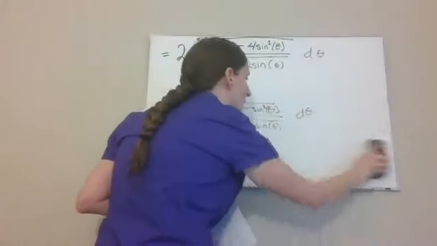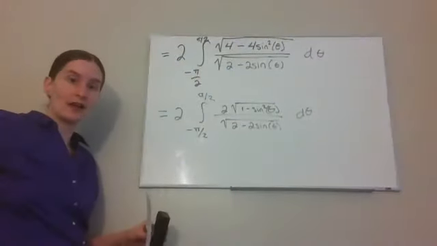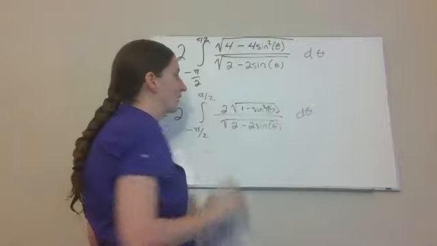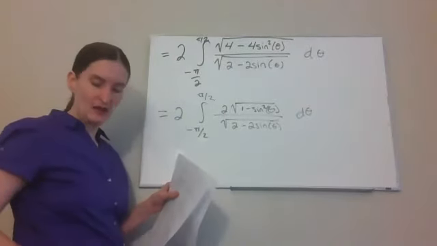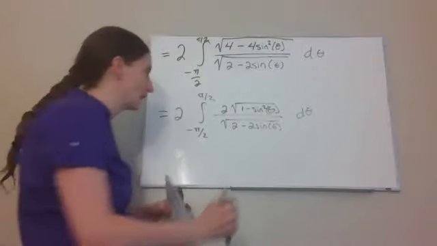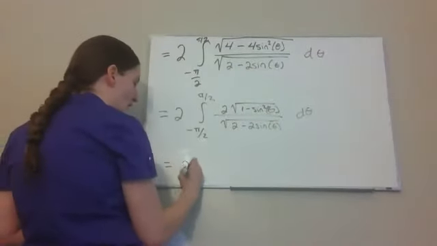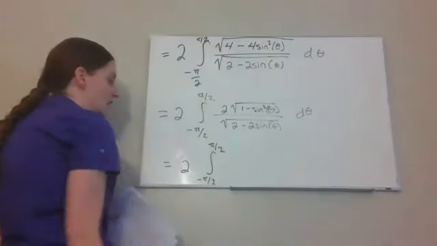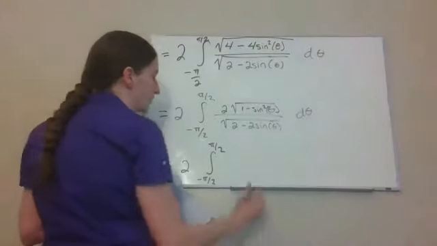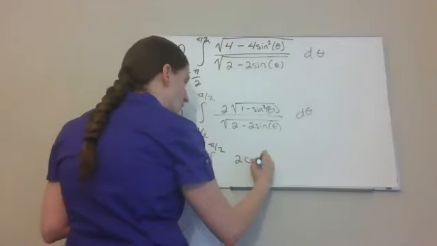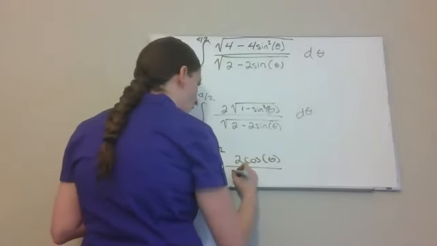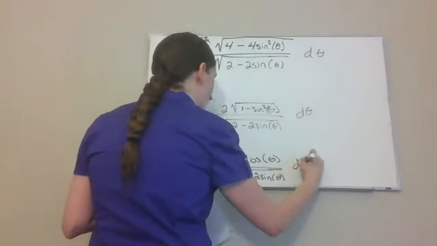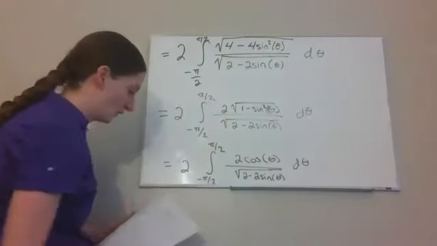All right, so now look in the numerator. I have a square root of 1 minus sine squared of theta. Well, sine squared plus cosine squared is 1, so I know underneath this square root, I actually have a cosine squared of theta. Square root of a cosine squared is just cosine. So I did all of this algebra to rewrite my arc length as 2 times the integral from negative pi over 2 to positive pi over 2, 2 cosine of theta over square root of 2 minus 2 sine theta d theta. And now I can do this using substitution.